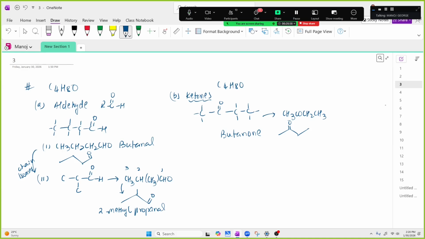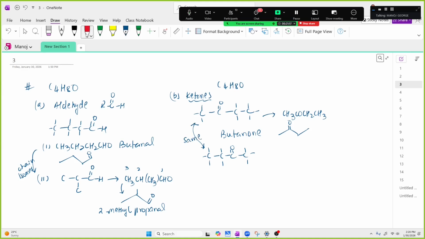Okay, the ketone group. Now the thing is, do you think if I do it like this, it is the same thing or a different compound? If I do like this, tell me, is it same or different? Like this and this, they are exactly the same.